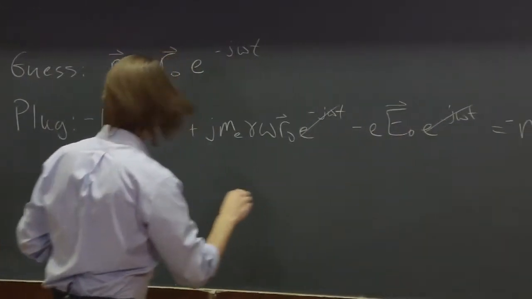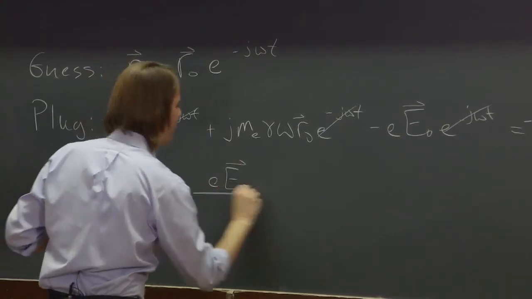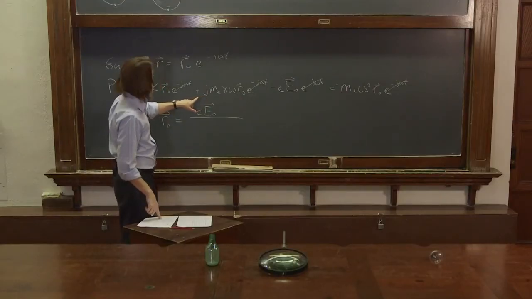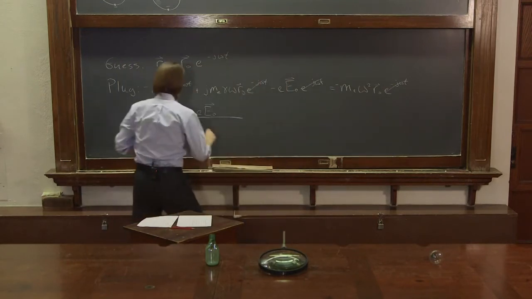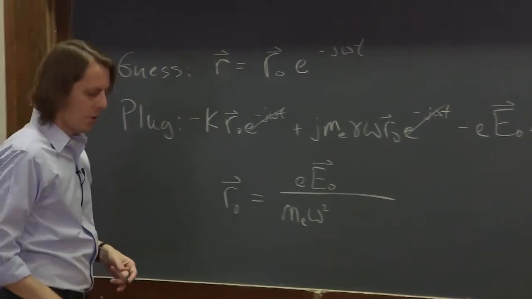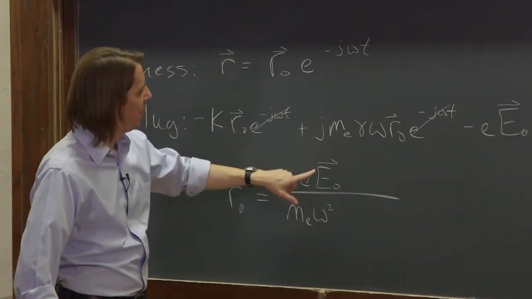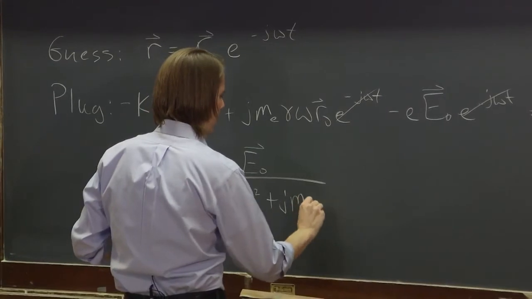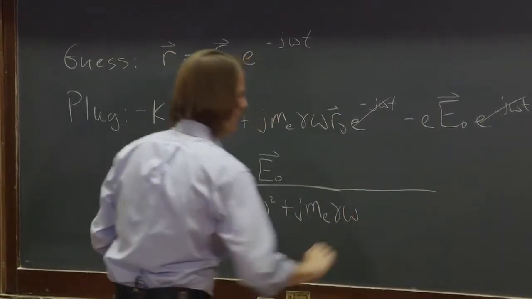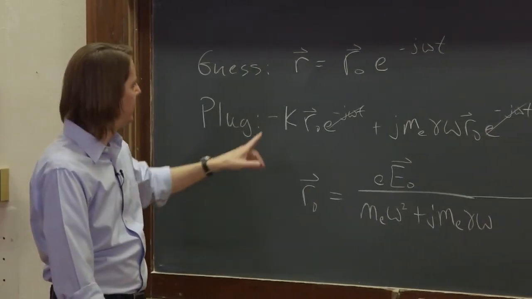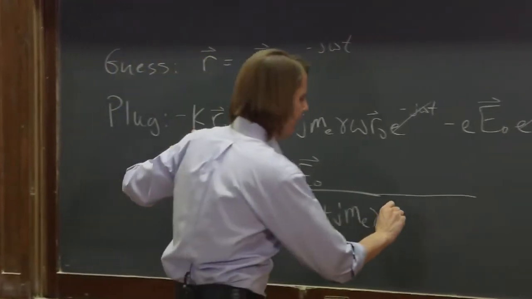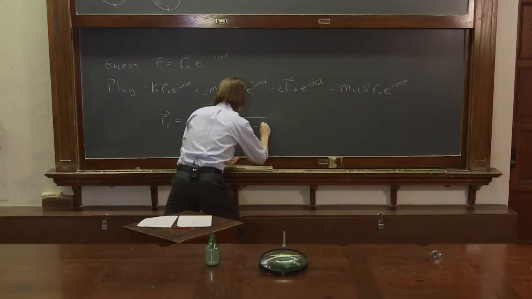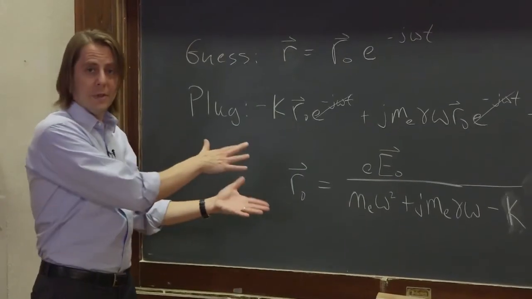That would leave you with a positive e naught. That was the driving force, charge times field. And in the bottom, that would leave this part, me omega squared, which would be positive. Then the next term is positive j me gamma omega, and we're solving for r naught. All right, it's okay so far. And then there's this term, minus k, pulling out the r naught, minus a capital K. So this, for now, is our answer.